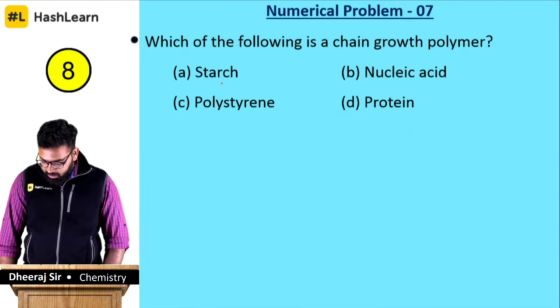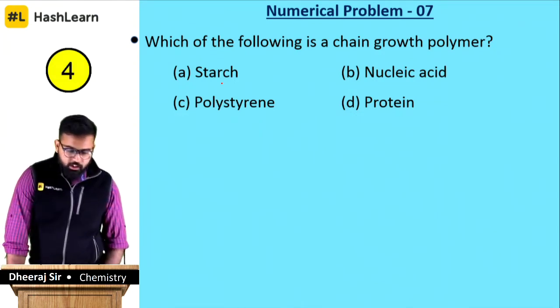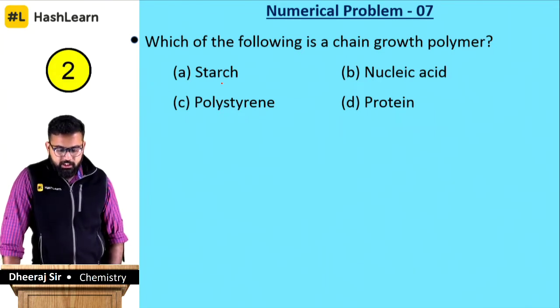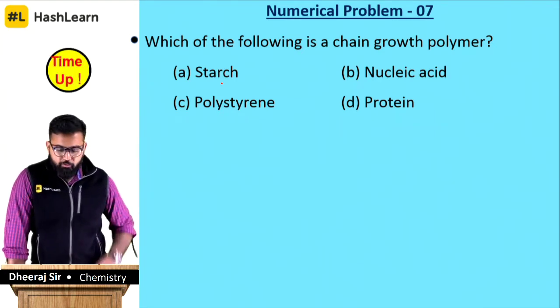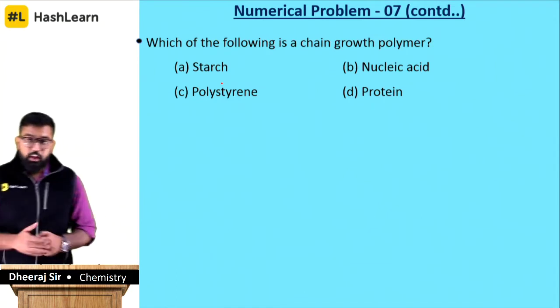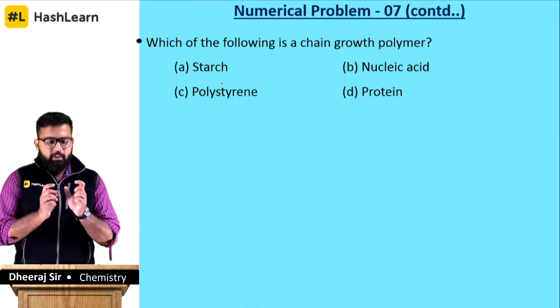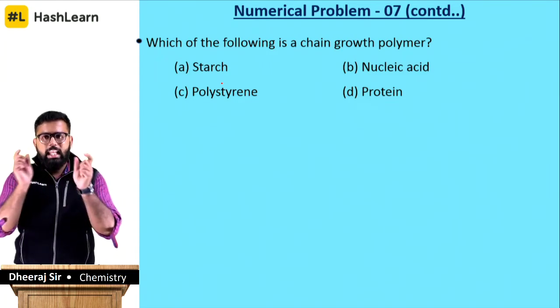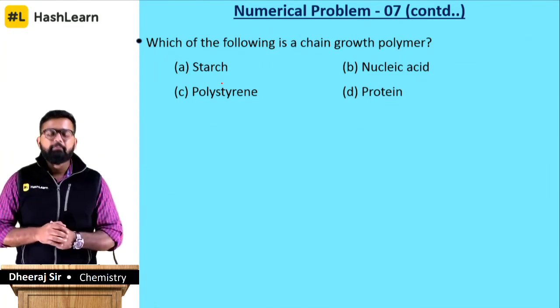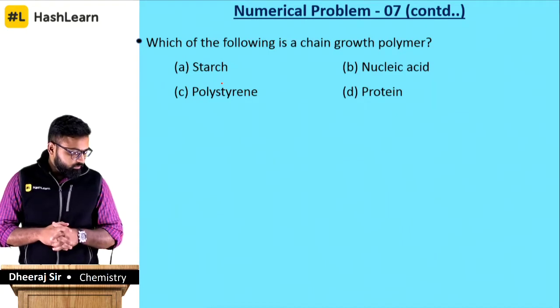Questions like these can be answered really fast, guys. So have a look at it. Starch, nucleic acid, polystyrene, protein. In which of these does the length of the polymer chain grow step by step? Chain growth means the chain length elongates eventually. Which one is the answer?